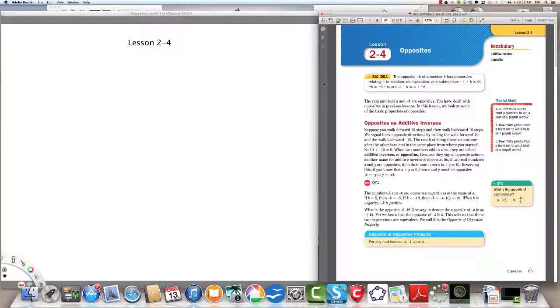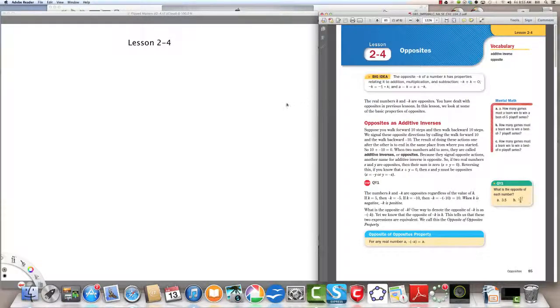Okay, we're on to 2-4, opposites. Hope you enjoyed the lesson on puzzles and that went well for you. I think that's kind of a fun thing to do with algebra. Here in opposites, we're learning some really important properties of numbers that apply to all numbers. We have some vocabulary that you need to know for this. You need to understand what an additive inverse and an opposite are.